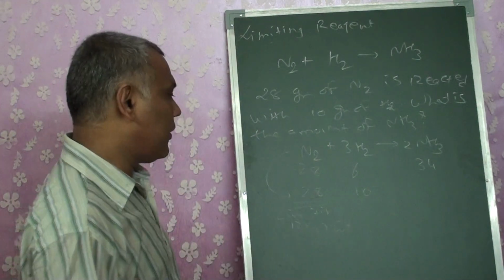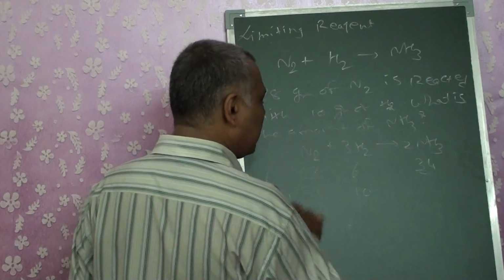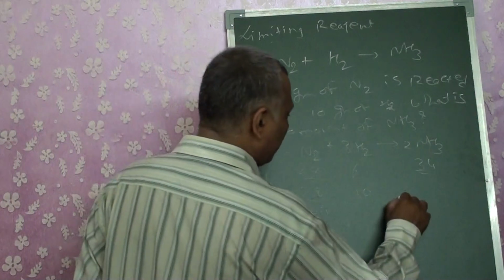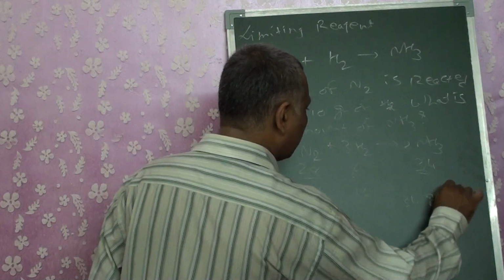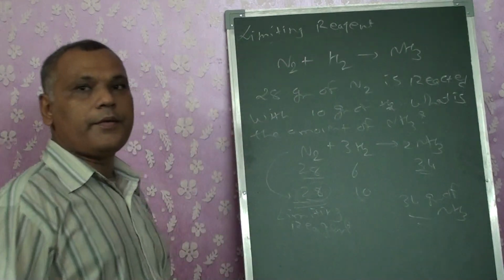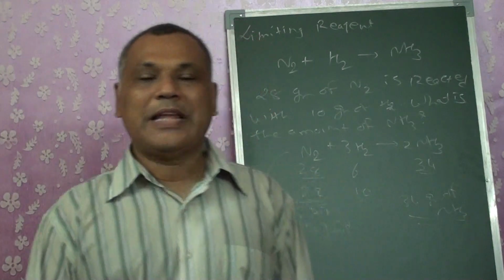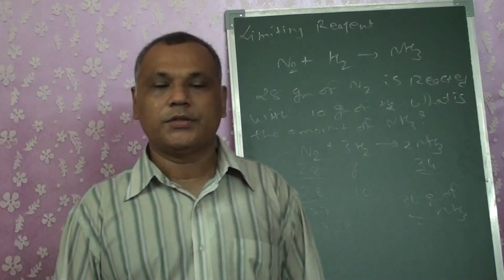And once the nitrogen becomes a limiting reagent, now we know, 28 produces 34 and 28 is my limiting reagent. So it is going to produce 34 grams of NH3. Is it? So clear to everyone? That is the limiting reagents.